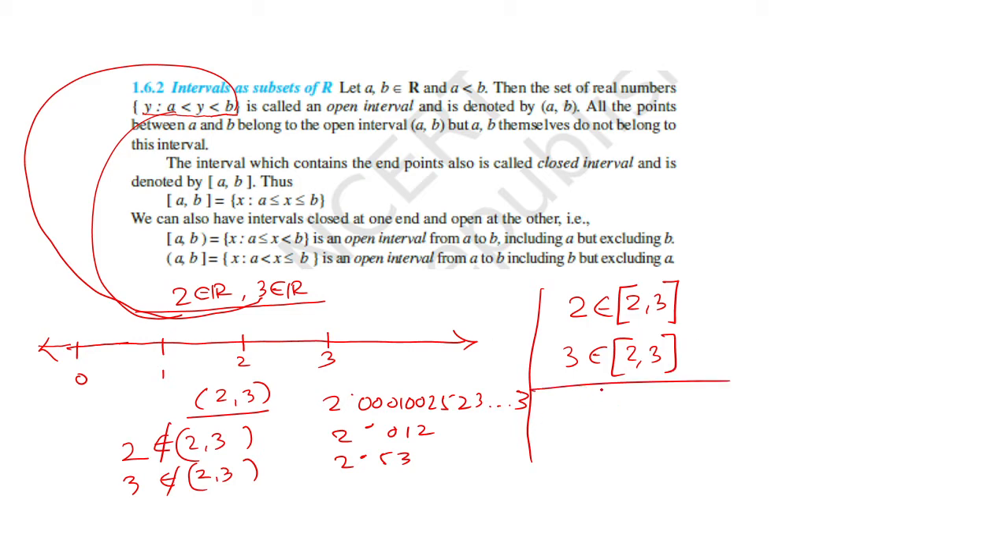So there are other intervals also. In (2, 3], here you are asked to take only the boundary point 3. You are not permitted to take 2. And if you write [2, 3), then here you are permitted to take 2, but not permitted to take 3. That means 2 belongs to [2, 3), but 3 does not belong to [2, 3).